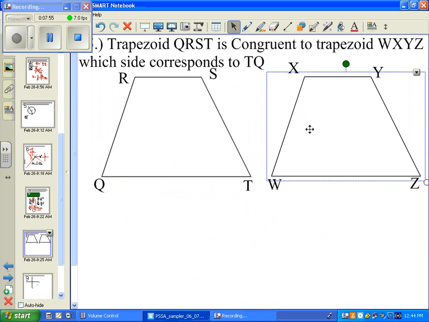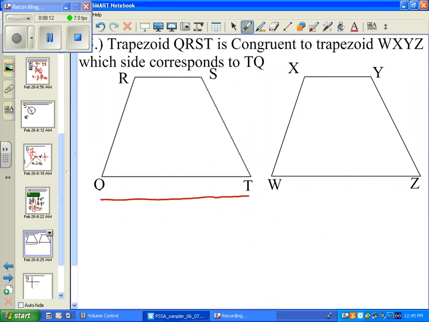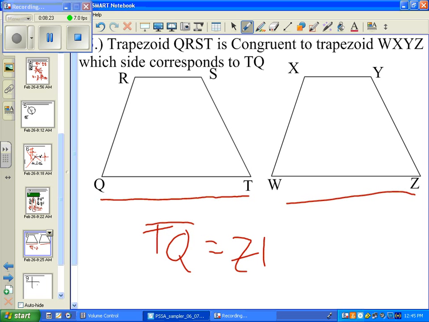We just took the one on the right and put it on top of the one on the left, and it worked. So they're exactly the same. And what they're looking for is they say that this side TQ corresponds to side ZW. So it would be TQ equals ZW. And that's your answer.